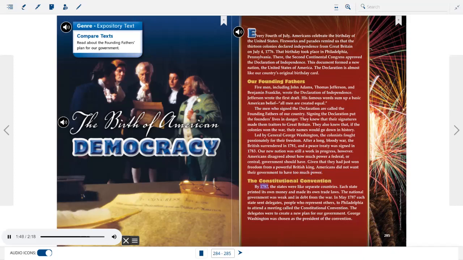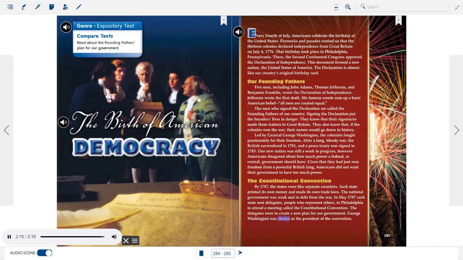In 1787, the states were like separate countries. Each state printed its own money and made its own trade laws. The national government was weak and in debt from the war. In May 1787, each state sent delegates, people who represent others, to Philadelphia to attend a meeting called the Constitutional Convention. The delegates were to create a new plan for our government.